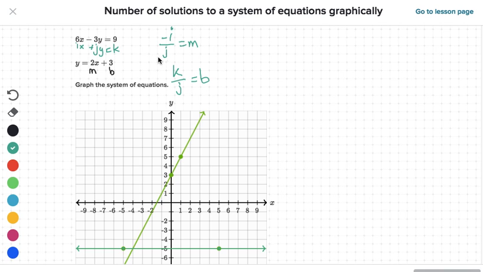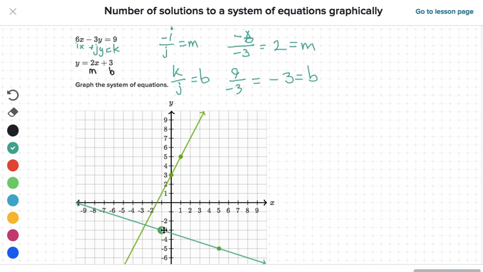So let's solve that. Negative i is negative 6, because i is 6, so the inverse of that is negative 6. So we've got negative 6 over j, which is negative 3, so negative 6 over negative 3 is positive 2. So we've got a slope of 2, and a y-intercept of 9 over negative 3, or negative 3. So if we plot these, we get a y-intercept of negative 3 and a slope of 2, which is 2 up and 1 across.